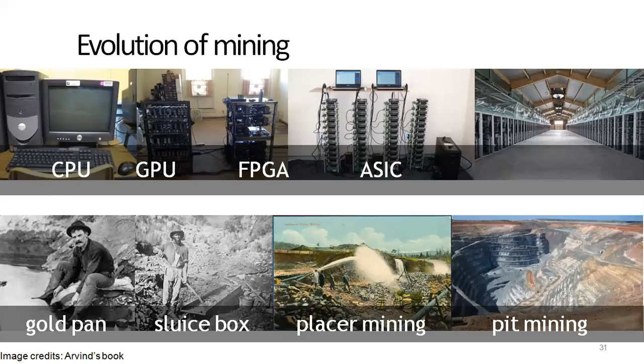If you look at the evolution of gold mining also, previously people used to use a gold pan to filter the small gold nuggets, and they used to export. Then sluice box, some mechanical mechanisms, then placer mining, then pit mining. So like how gold mining evolved, Bitcoin mining also evolved over a period of time.